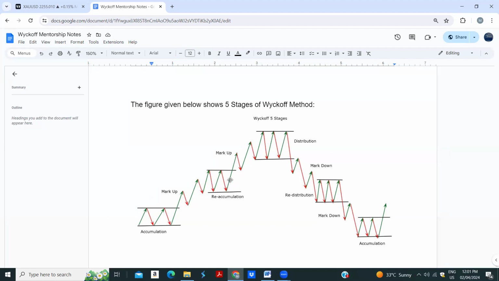Then we have the markup. Here, the buying pressure increases, so the demand is greater than the supply. When the demand is greater than the supply, the price moves up during this markup phase. This is known as the markup phase.